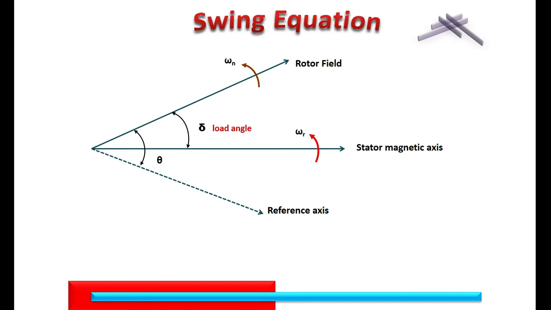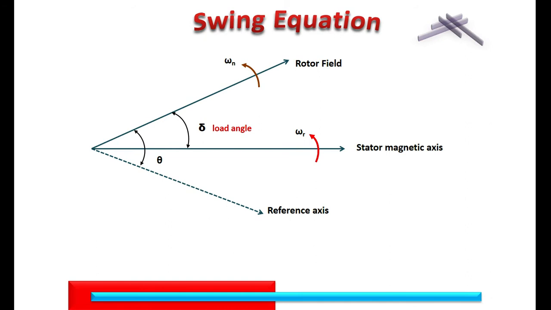Therefore, there are two fields, the stator magnetic field and the rotor magnetic field. But in the case of the synchronous machine, as the name itself suggests, both the stator and rotor fields rotate at synchronous speed at normal operating condition.